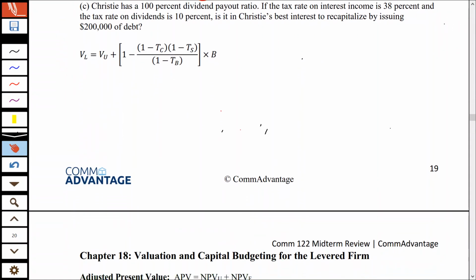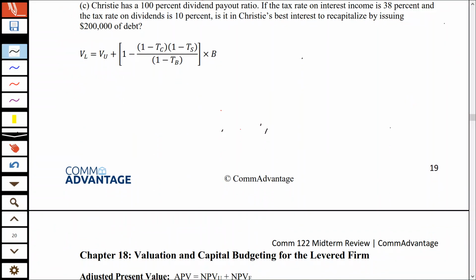Now we can scroll up to part C and take a look at this problem and see what it has to offer. So part C: Christie has a 100% dividend payout ratio. If the tax rate on interest income is 38% and the tax rate on dividends is 10%, is it now in Christie's best interest to recapitalize by issuing $200,000 specifically of debt?